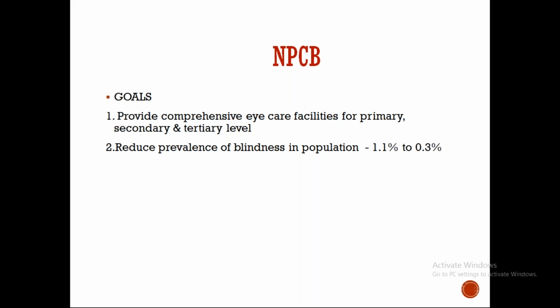0.3%. So what we have done till now, first we have defined what is blindness, we have defined what is visual impairment. Now we have classified the various types of blindness, and now we are going into the program actually. And what is the goal of this program? The goal of this program is to reduce the prevalence of blindness from 1.1 to 0.3% and provide comprehensive eye care facilities for primary, secondary and tertiary levels.